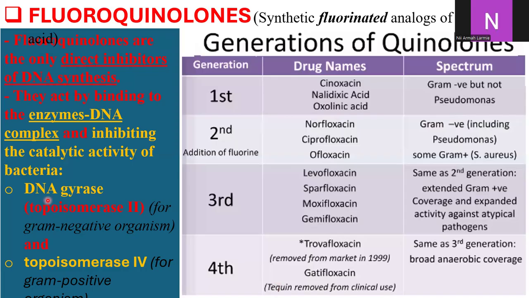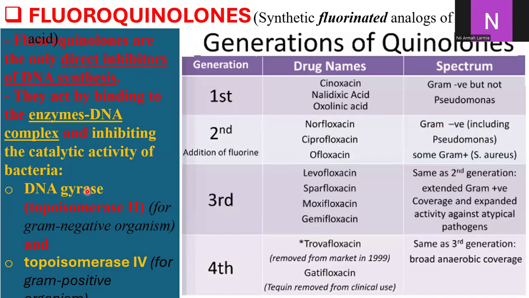Now we should note that topoisomerase 2 is the enzyme that helps in the DNA synthesis for gram-negative organisms, whereas topoisomerase 4 is the enzyme that helps in the DNA synthesis for gram-positive organisms. One way we're able to remember that is to note that 2 comes before 4, the same way as negative N comes before positive. So 2 is to negative and 4 is to positive. 2 is the one that is also known as the DNA gyrase.